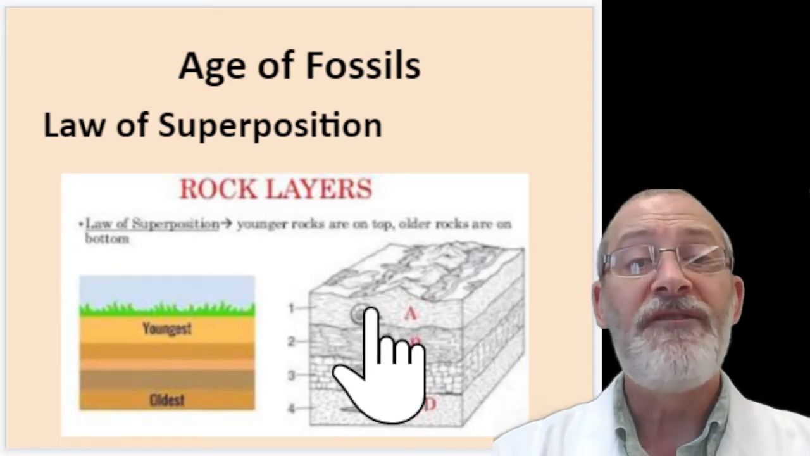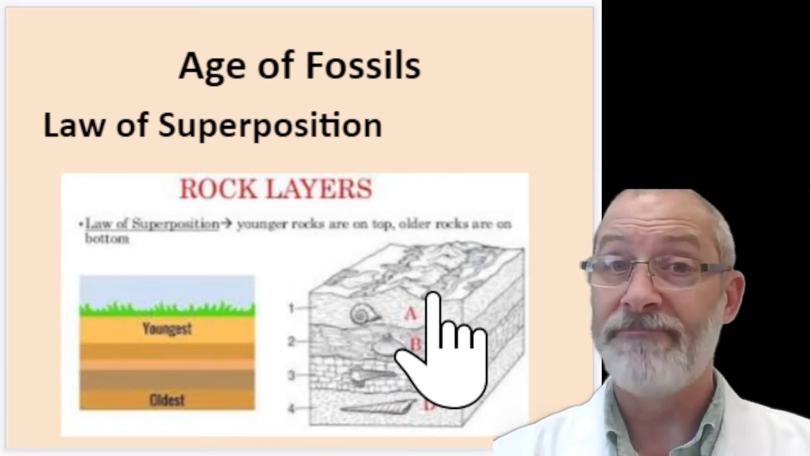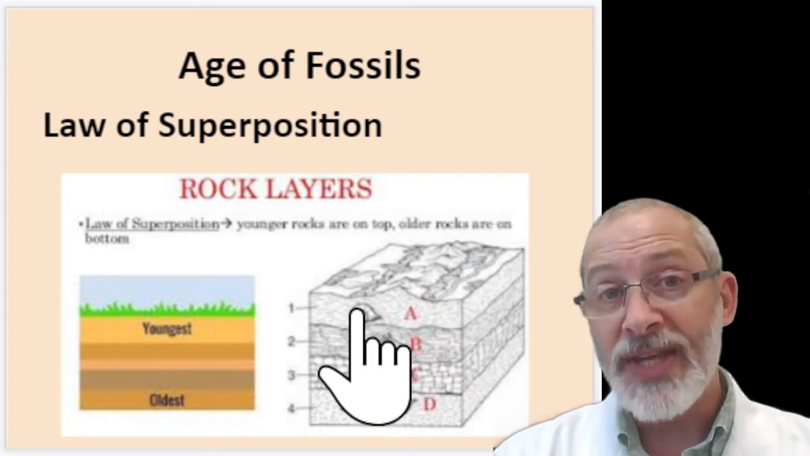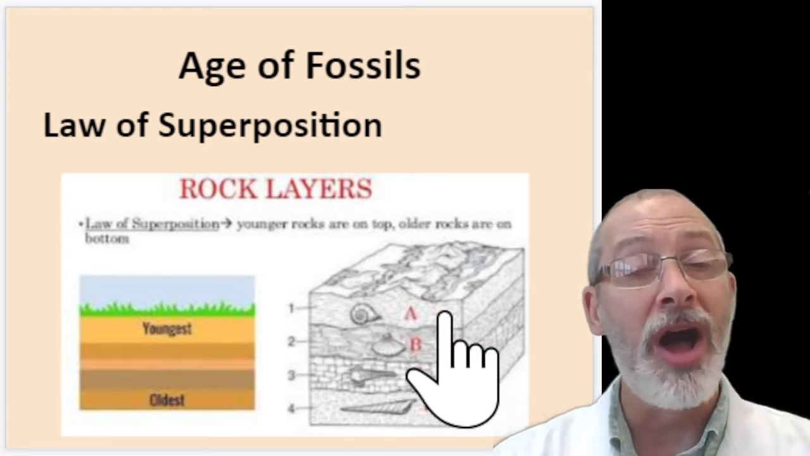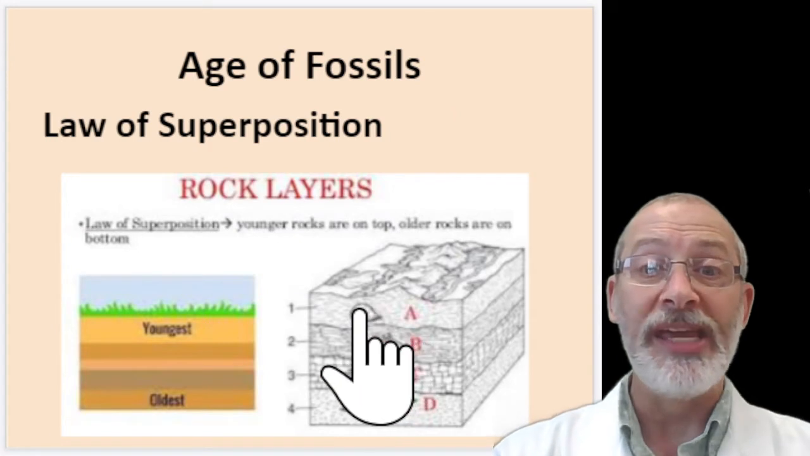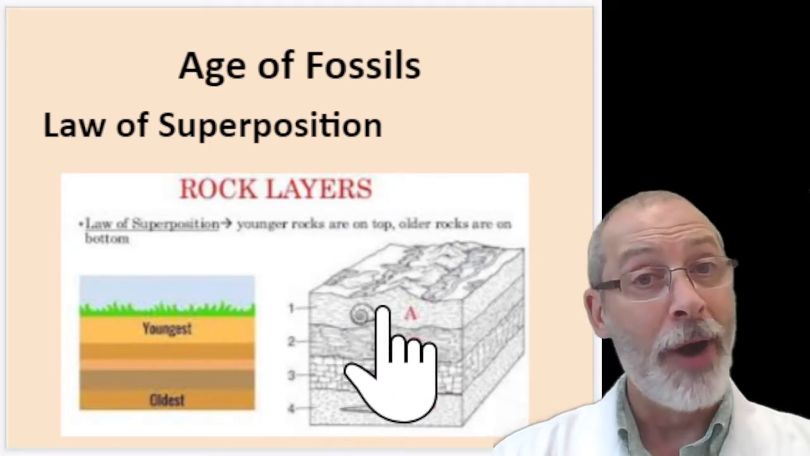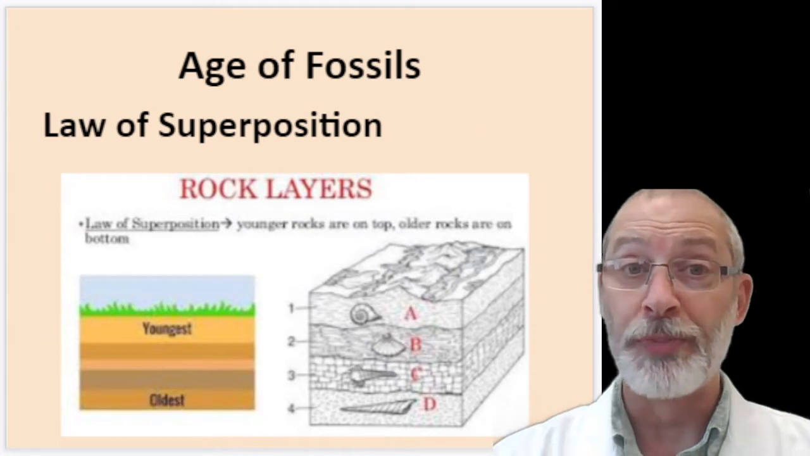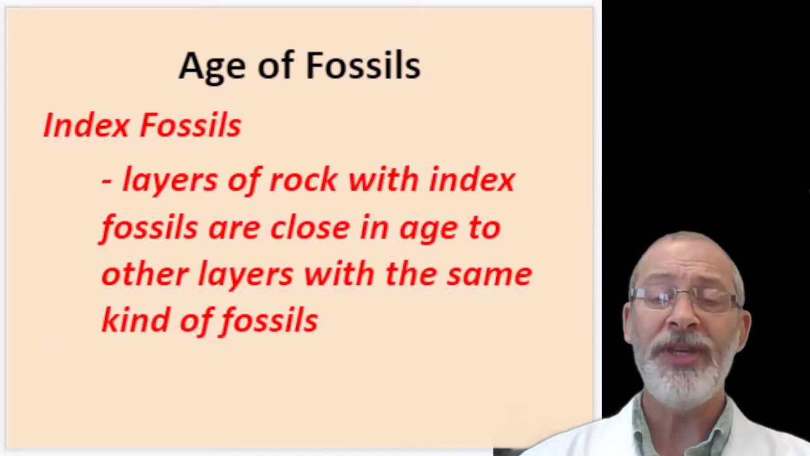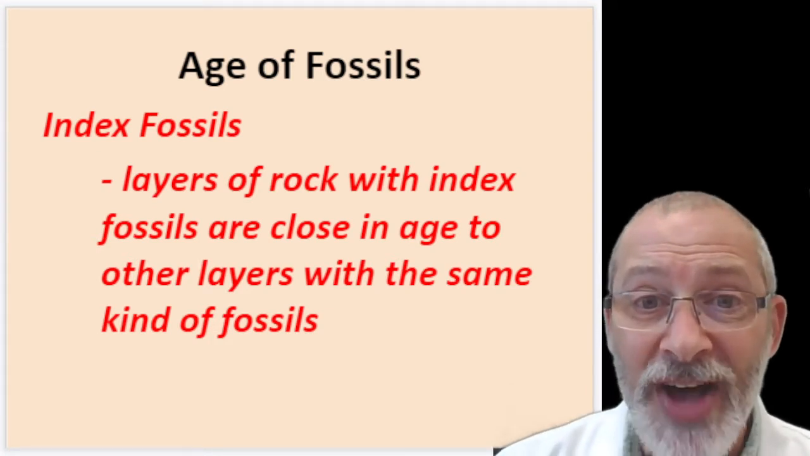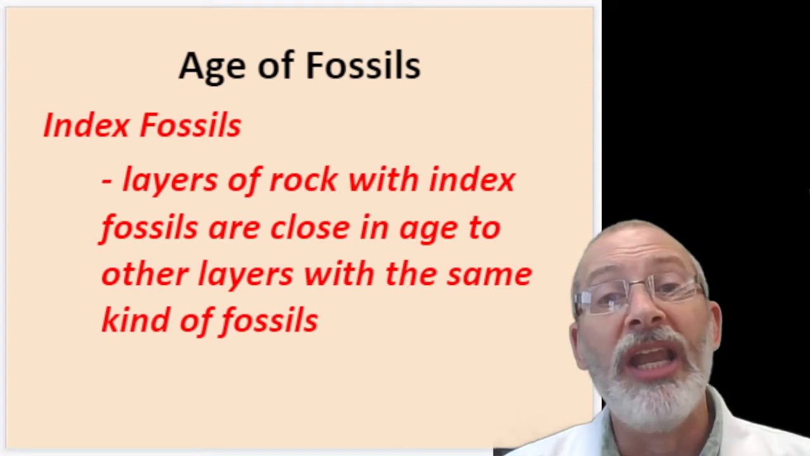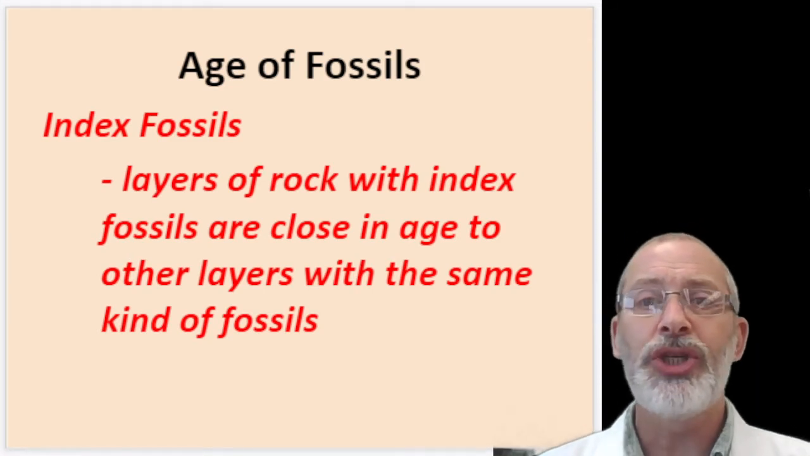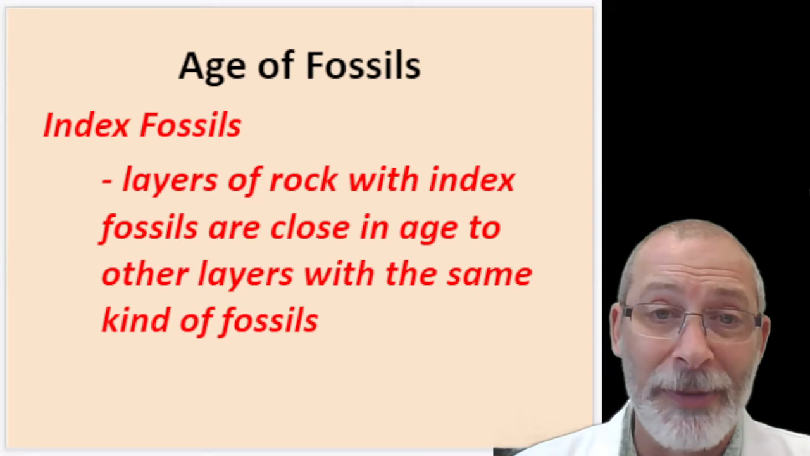Because here's the deal. Fossils that are found in sedimentary rocks, again, it stands to logic and reasoning that these fossils were formed at the same time as the sedimentary rock layer was formed. And so the age of these fossils are probably pretty close to the age of the sedimentary rocks that they exist in. Which brings us to the next point. There's something geologists call index fossils. Index fossils are layers of rocks with fossils in them that are close in age to other layers with the same kind of fossils. That sounds like a bunch of gobbledygook right now.